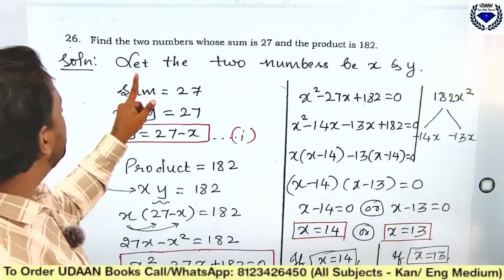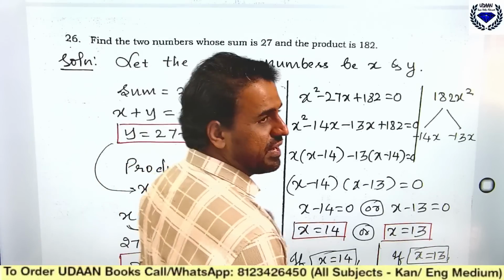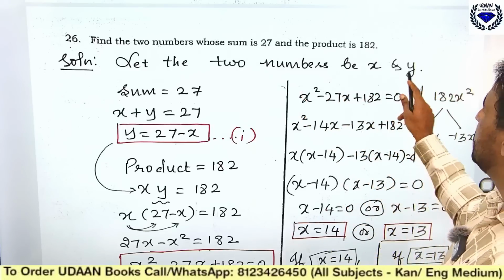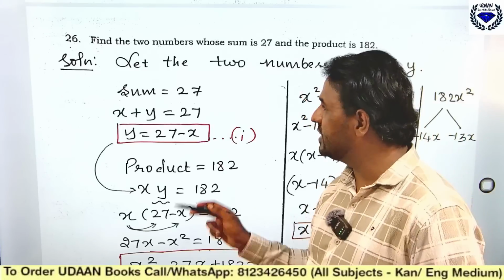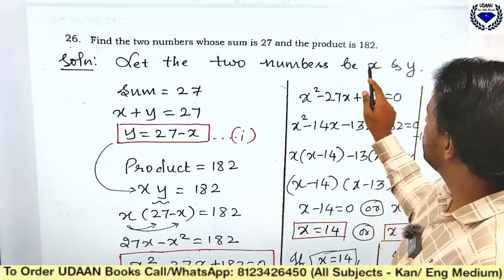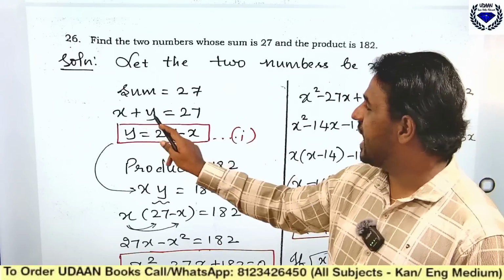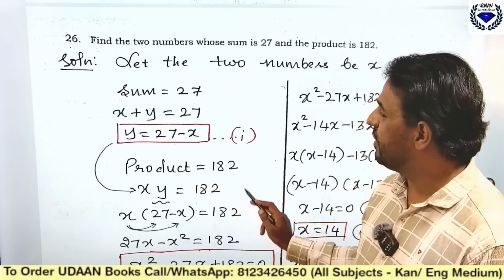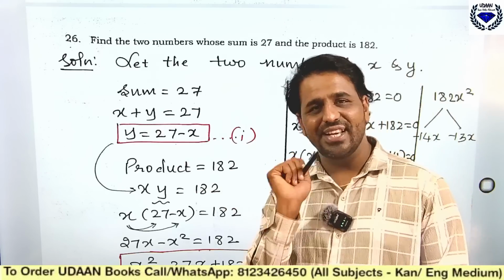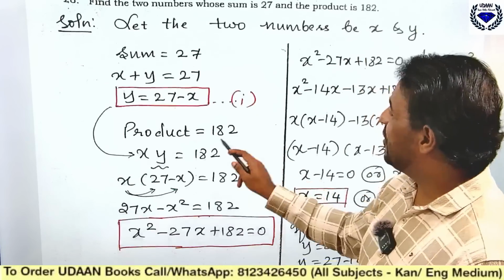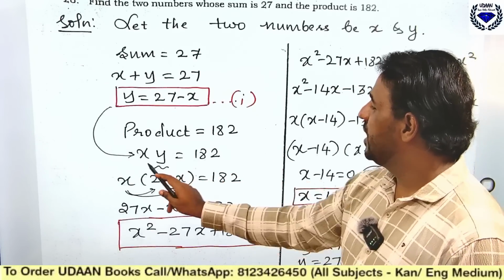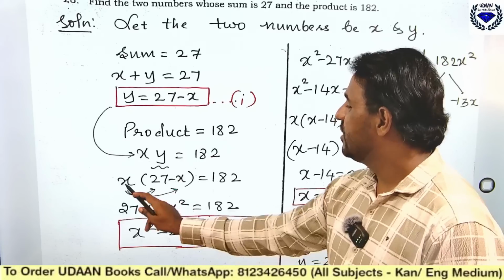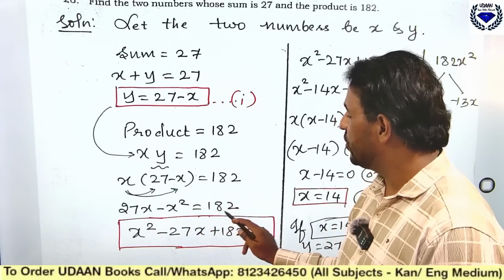Then find the two numbers whose sum is 27 and product is 182. See, let the two numbers be x and y. Quadratic equation you will get. Sum is 27, sum is x plus y, just add: x plus y is 27. Transfer x to this side: y is equal to 27 minus x. This will be your equation 1. Now product is how much? x into y is 182. So y is 27 minus x. Just multiply: 27x minus x square is equal to 182.